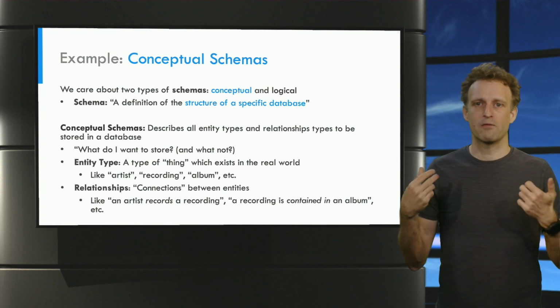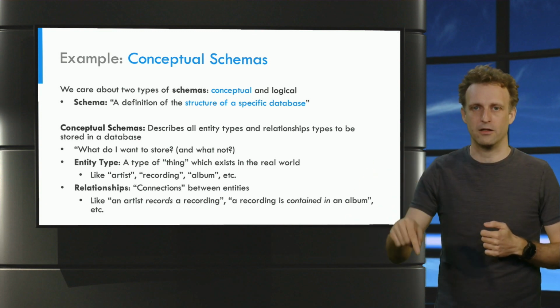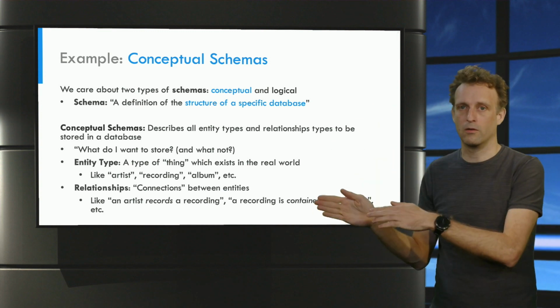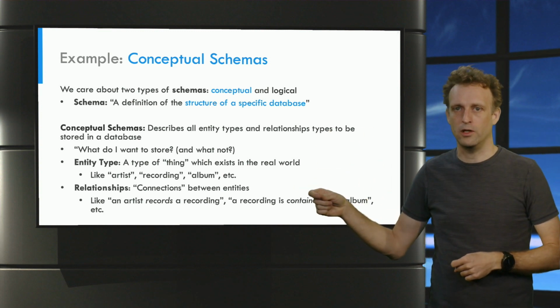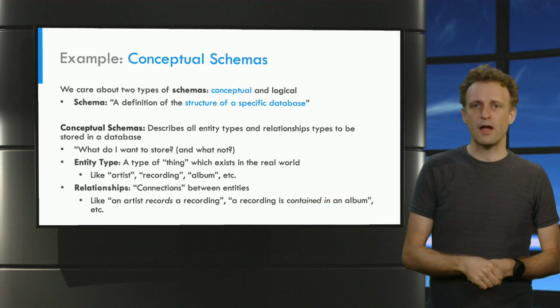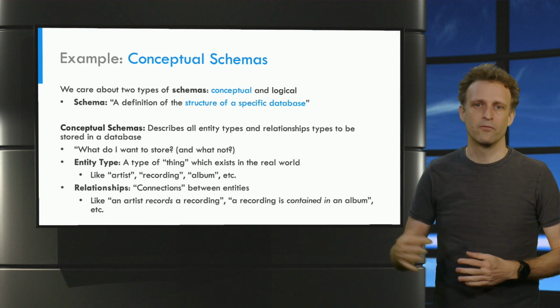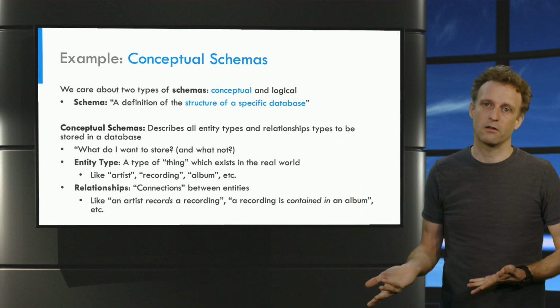Relationship types describe the possible relationships between different instances of these entity types. For example, an artist writes a song. These songs are then being recorded, resulting in a recording. These recordings are then collected in an album. These albums then are released on a medium such as a CD. During an event like a festival or concert, several songs are being performed by the artist.